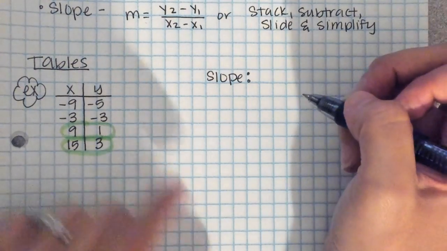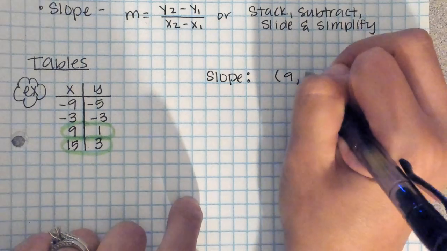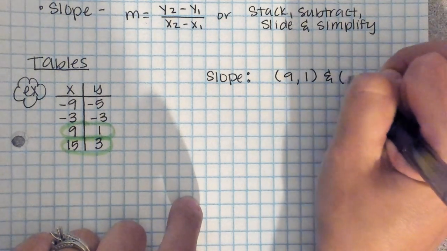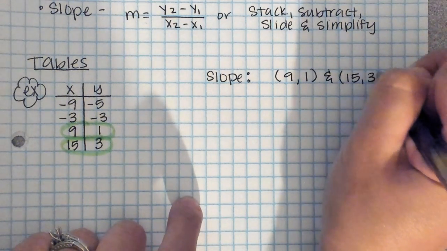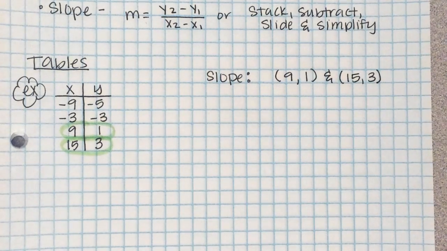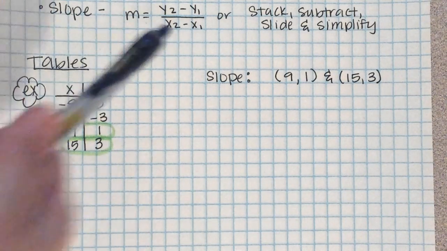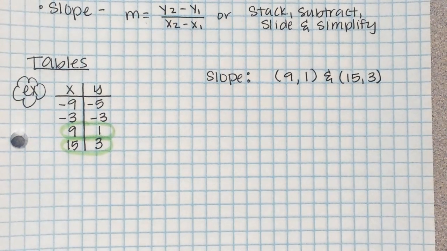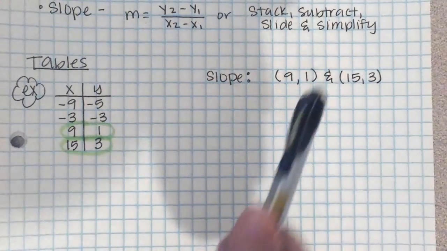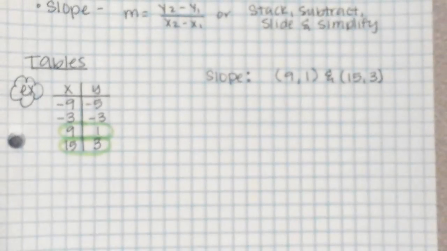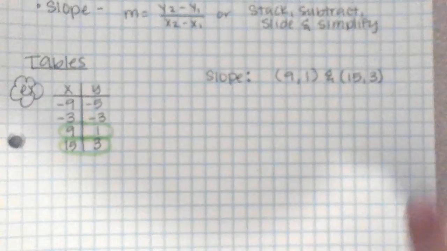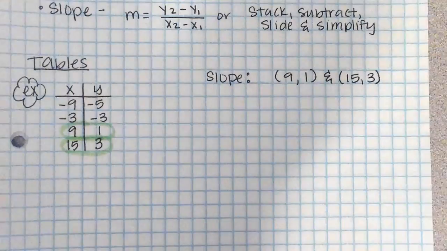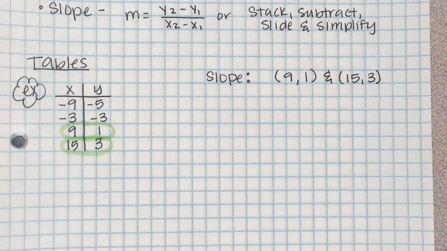So if my 2 points are 9, 1 and 15.3, you're then going to do what you're comfortable doing to find slope. If that's graphing the points and doing rise over run, do that. If that's doing your formula, y2 minus y1 divided by x2 minus x1, do that. Or if that's doing the stack, subtract, slide, and simplify, go ahead and do that. I'm going to stick with the one that we learned last time, the stack, subtract, slide, and simplify.